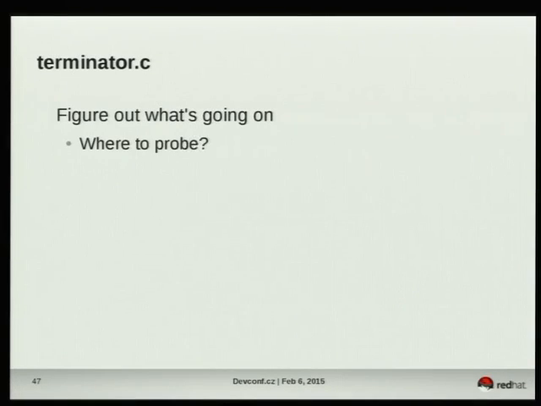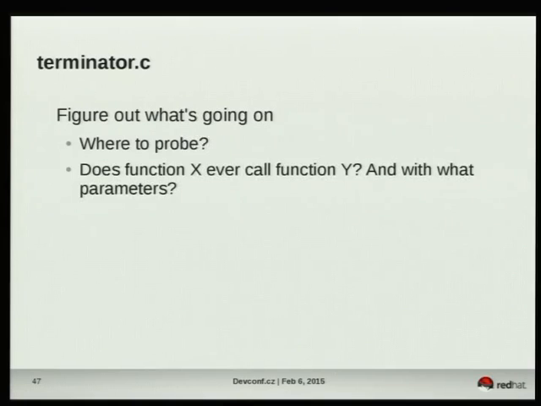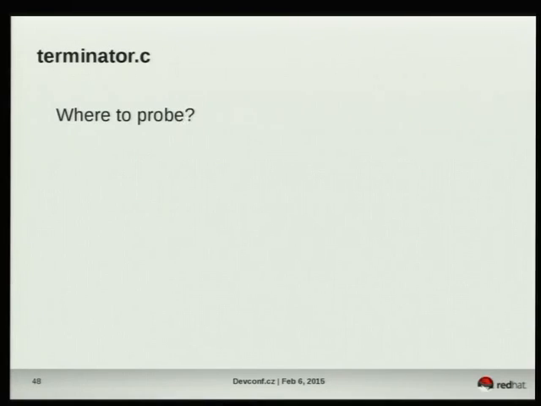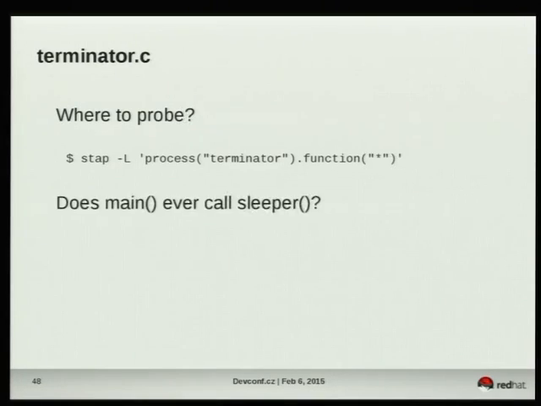So figuring out what's going wrong. You want to figure out where you can probe, along with, in this case, does main ever call the function, but you might want to know in a bigger program if it's ever being called. And can we do anything about it? This is a very small sample, but if you have a large, long-running program you don't want to restart, can we do anything about it? So first, where to probe? Use the -L. So our process name is Terminator, function star.